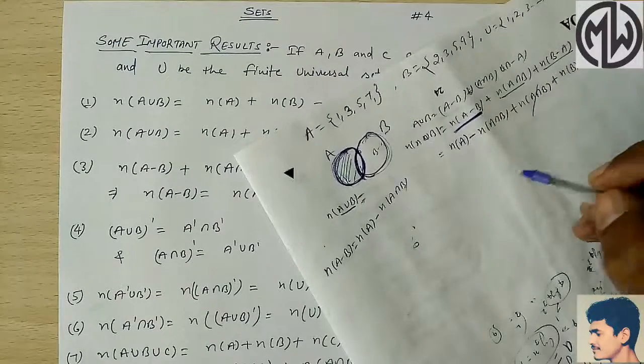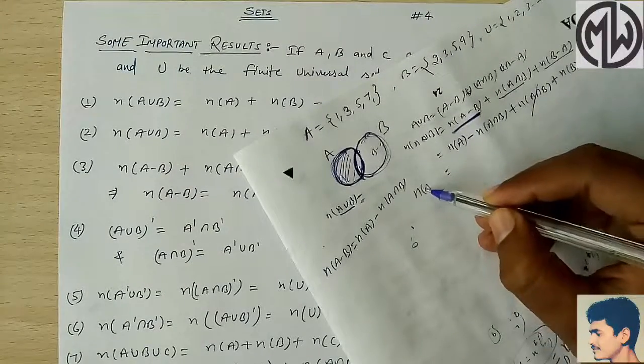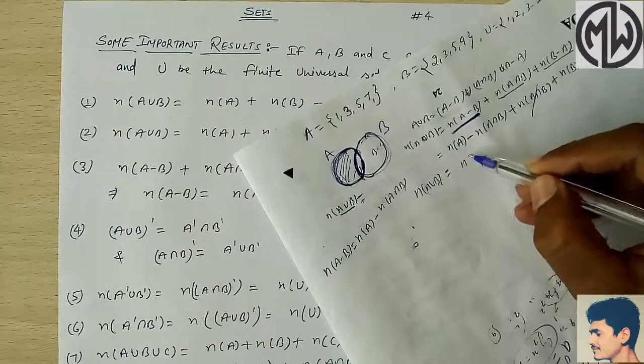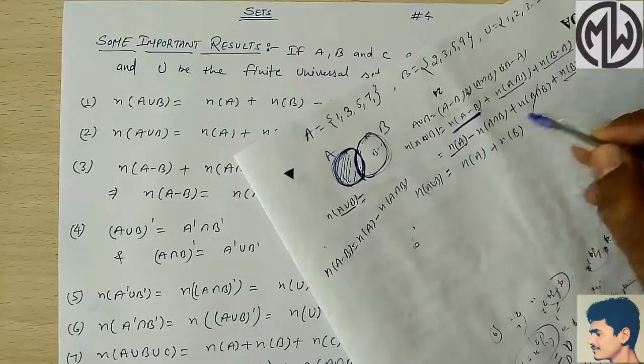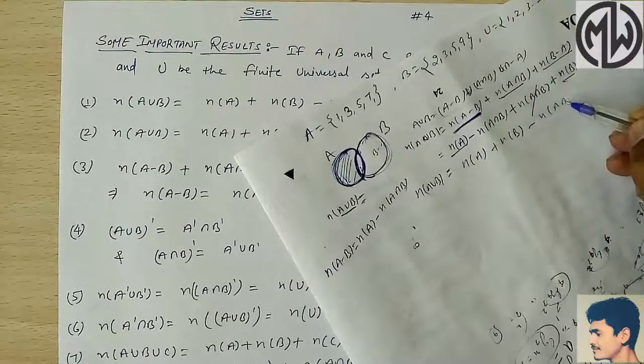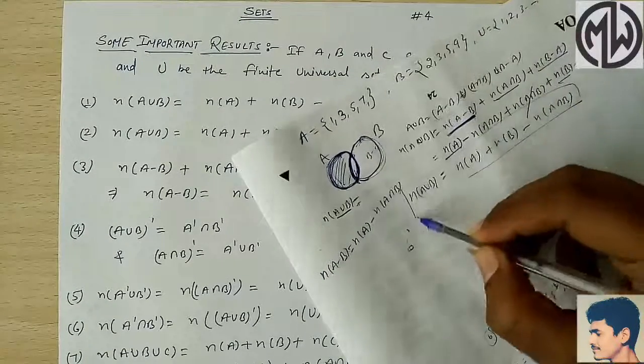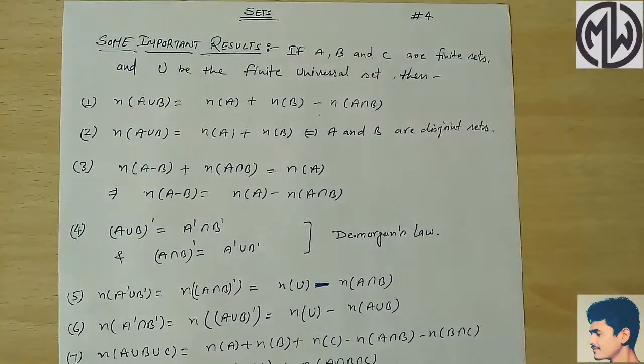Alright, so this part cancels out this part, so we can say number of A union B is equal to n of A plus n of B minus n of A intersection B. And this is the first important result.